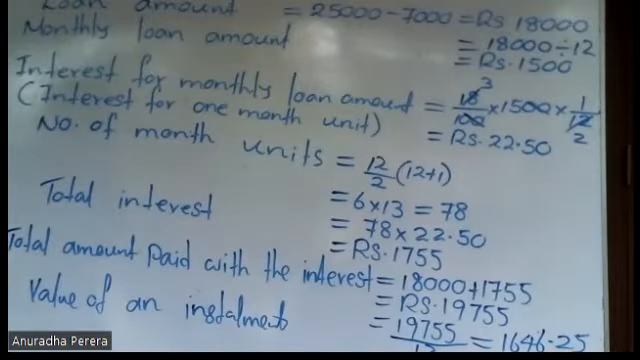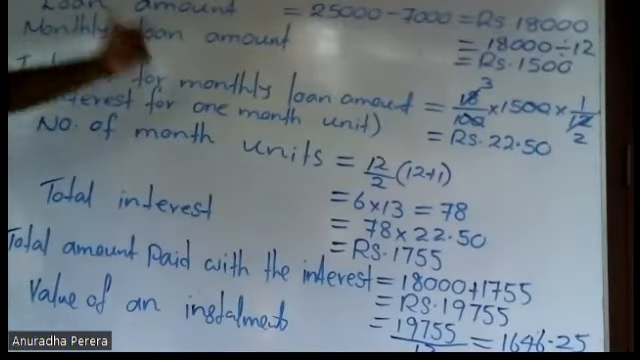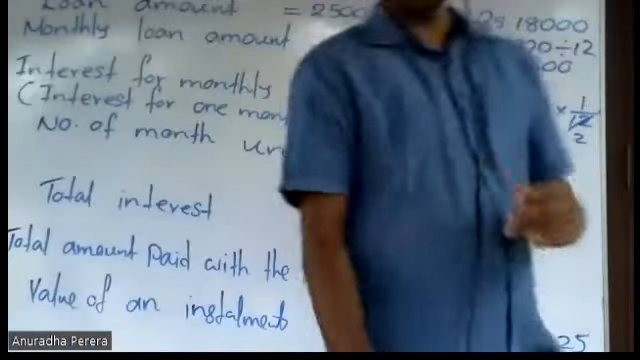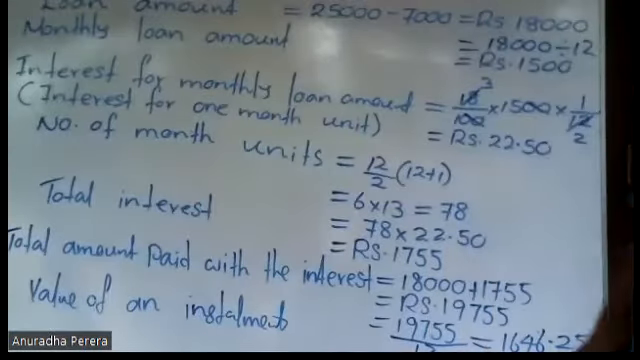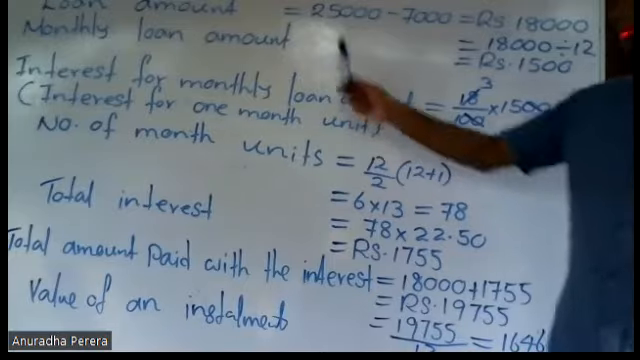Right. Identify the steps, the same steps. What is the first step? If there is a down payment, first of all, subtract the down payment from the value of, in this case, the TV set. You can determine the loan amount. It is 18,000. And divide 18,000 by 12 to find monthly loan amount.